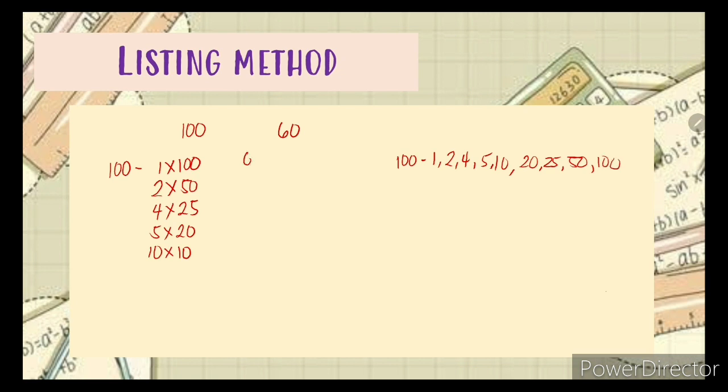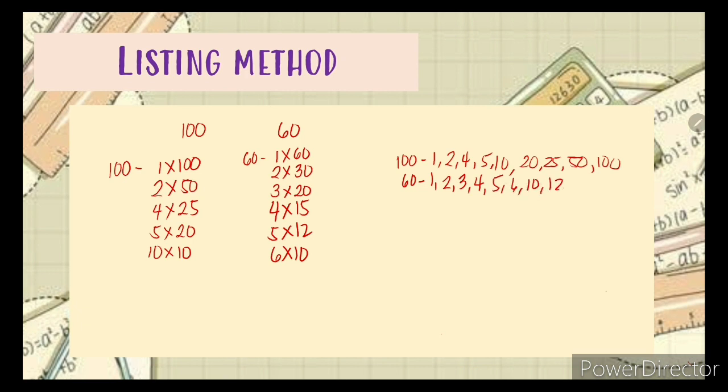Next one is the factors of 60. So, we have 1 times 60, 2 times 30, 3 times 20. We have 4 times 15, 5 times 12, and 6 times 10. Next step is to list all of the factors of 60. So, we have 1, 2, 3, 4, 5, 6, 10, 12, 15, 20, 30, and 60.